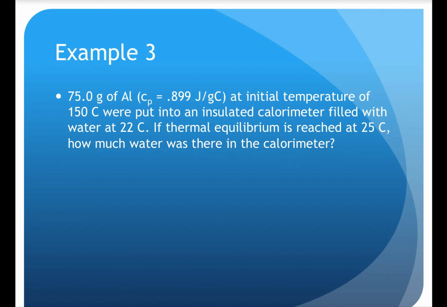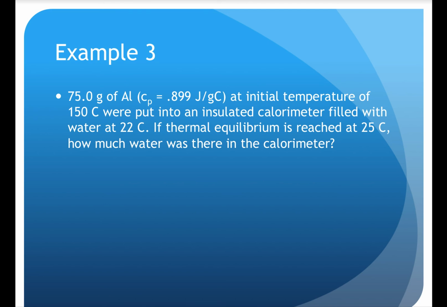Okay, here's another example. Let's say we have 75 grams of aluminum that start at 150 degrees Celsius, and we put those 75 grams into a calorimeter, which is perfectly insulated, and that calorimeter has a certain amount of water. I don't know how many grams, but I know that it starts at 22 degrees Celsius. So it's very important that a calorimeter is insulated, because that means that whatever energy aluminum loses, water gains, and there is no difference in those two Qs.